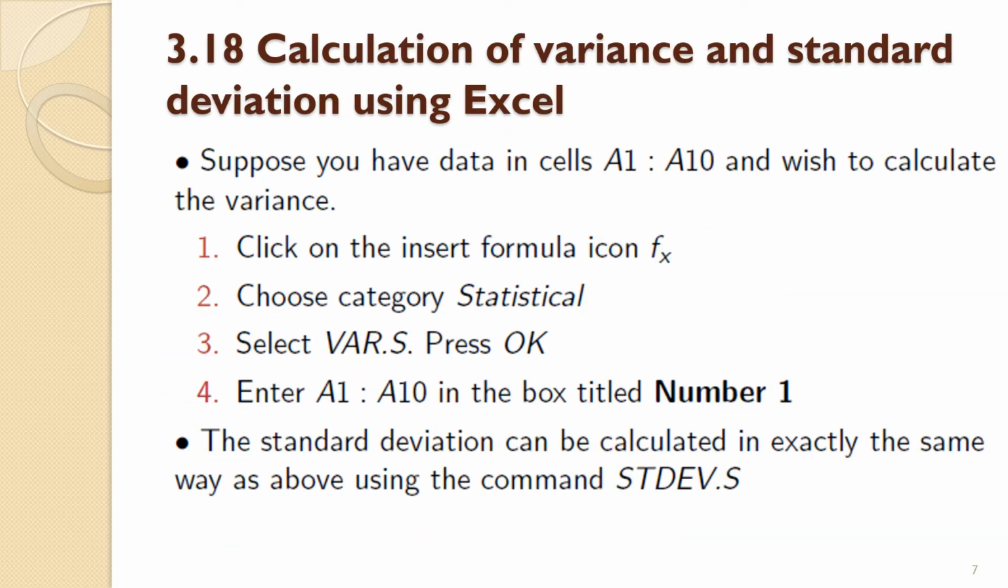But I wanted to give you the Excel commands you need in order to calculate the variance and standard deviation. Suppose you've got data in cells and you want to calculate the variance. What you would do is click on the insert formula icon FX, choose category statistical, then select S and press OK. There are different variants of this formula in Excel. The right one to use here would be VAR.S, not VAR.P. Press OK, and then you would enter cells A1 to A10 in the box titled Number 1.